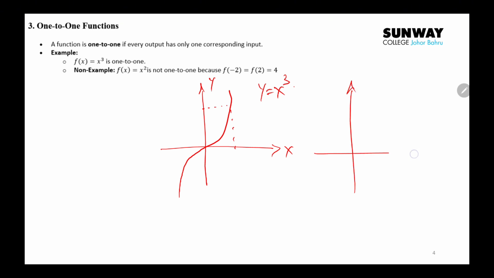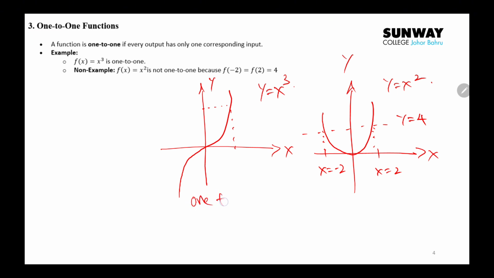But y equals x to the power of 2 is not a one-to-one function, because at x equals 2 and at x equals negative 2, they both correspond to the same value of y equals 4. So we do not call this a one-to-one function.